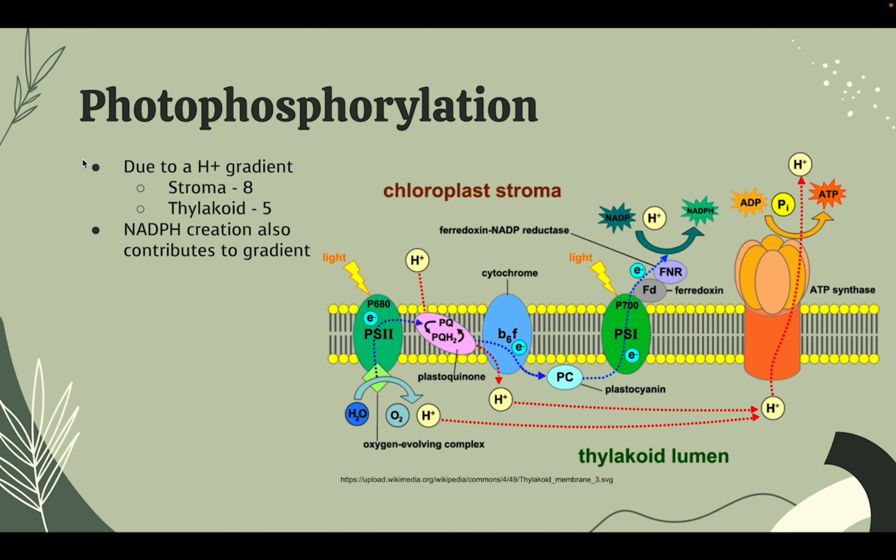So here's just some more information. The stroma's pH is about 8 and the thylakoids is about 5. And I mentioned this earlier, but making NADPH also contributed to making that gradient. So yeah, we're just keeping a lot of hydrogens inside, and we're moving as many of the hydrogens inside or removing them from the stroma as we can. So hydrogen ions are going to flow through ATP synthase, and that makes ATP.